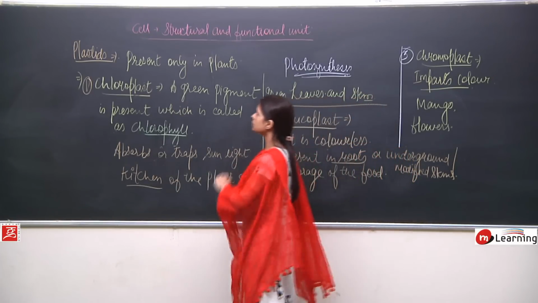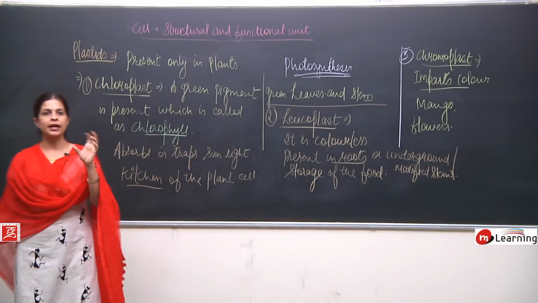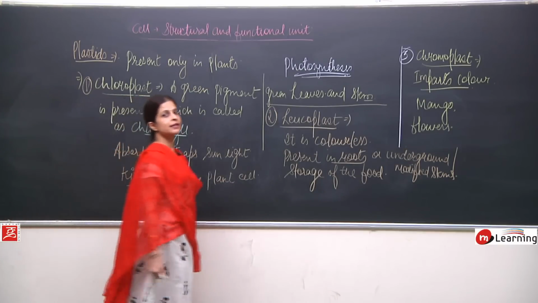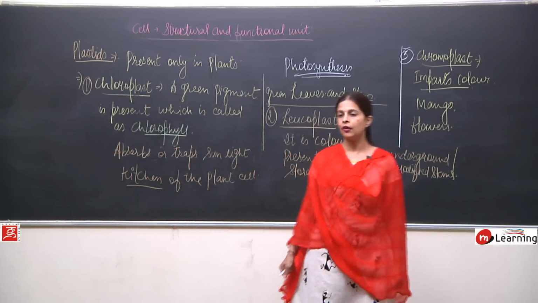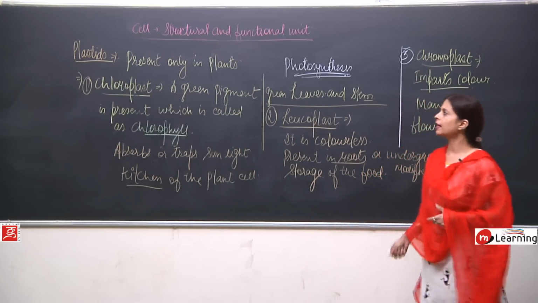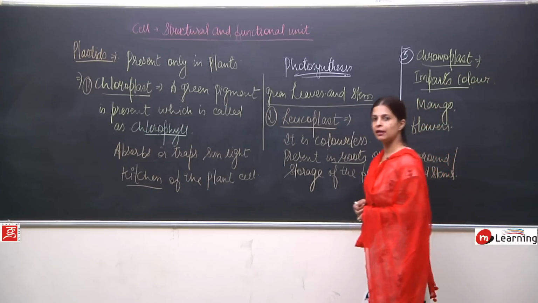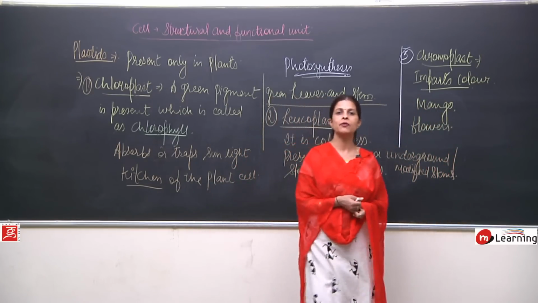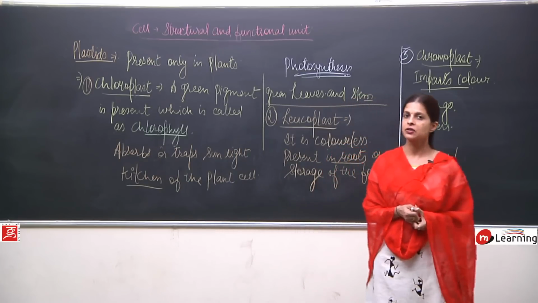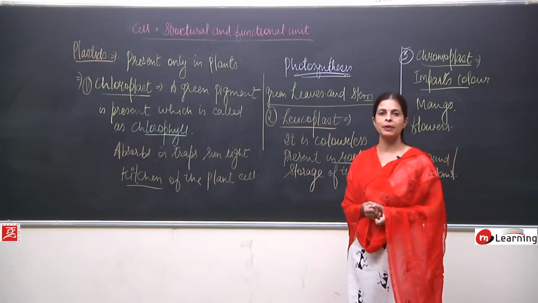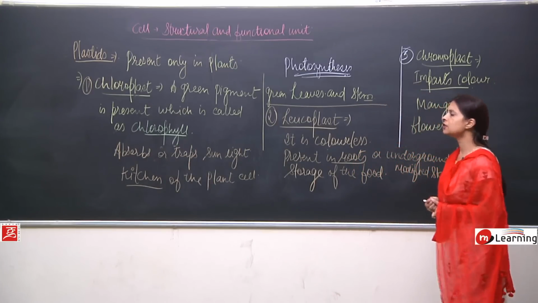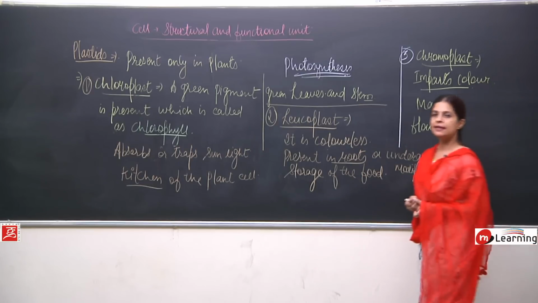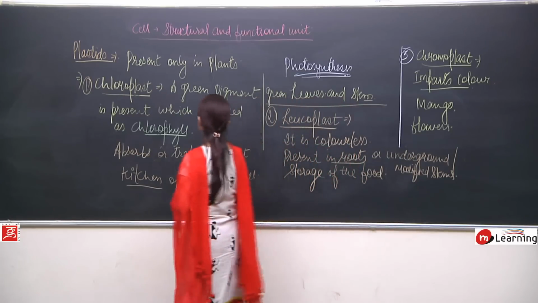Plastids are a kind of cell organelle which is present only in plants. They can be of various shapes and types. Few are discussed here, like chloroplast, which has a green color pigment known as chlorophyll. This chlorophyll is responsible for photosynthesis, and so it is known as the kitchen of the plant cell. It traps the sunlight and converts it into chemical energy. The second type is leucoplast.